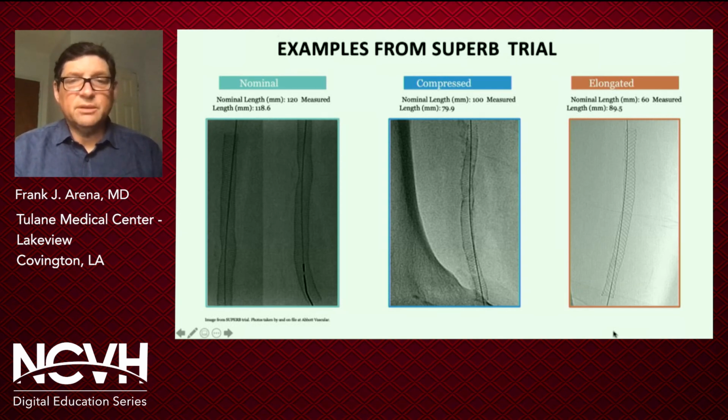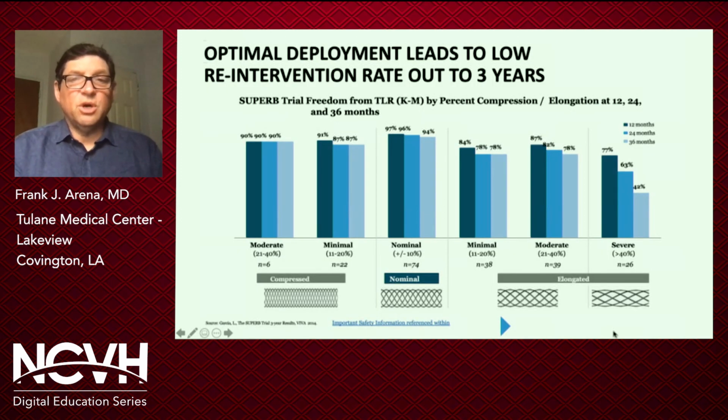Again, some more pictures of nominal, compressed, or elongated stents. You really want to avoid the elongated stents, which is why pre-ballooning is just so important. Now, as we saw again in the study, when the stent was placed at the nominal and placed well, it did fantastically, 97 down to 94% at 36 months. If there was compression, there was some fall off in performance, but it was still pretty good, 91 down to 87. But if it was elongated, especially if it was severely elongated, performance really fell off fairly dramatically, and you really want to try to avoid that if you possibly can.